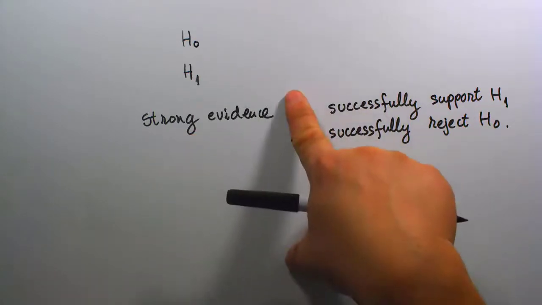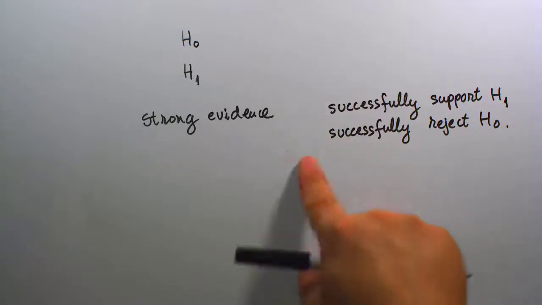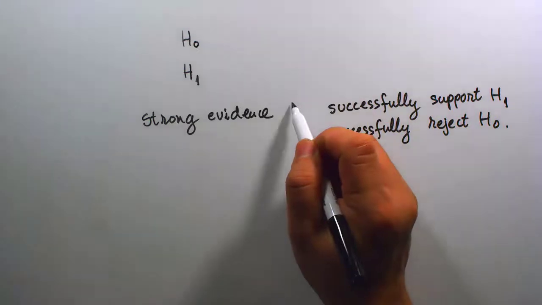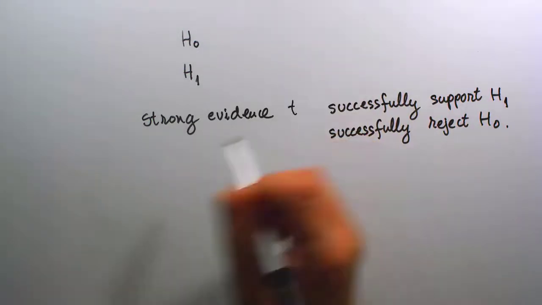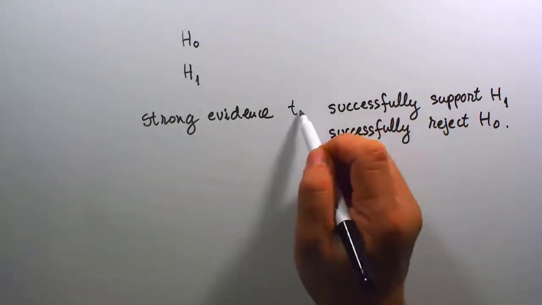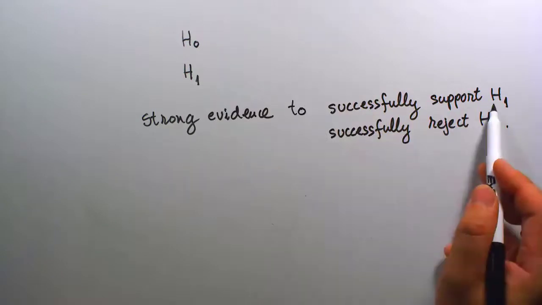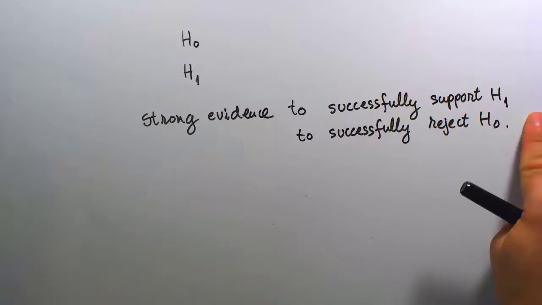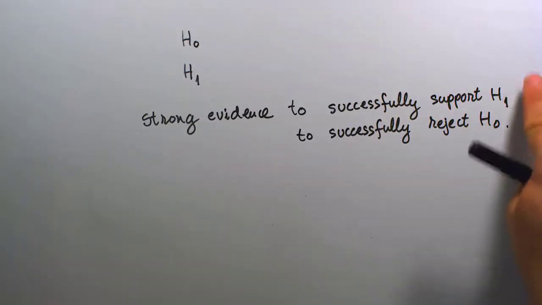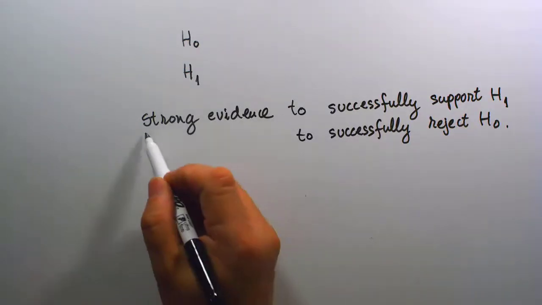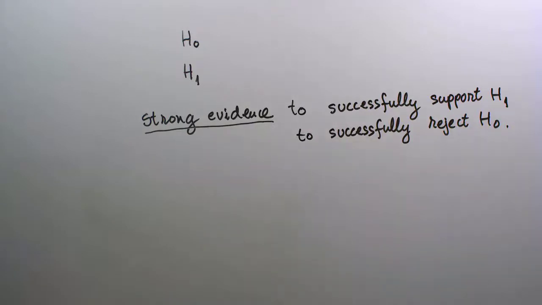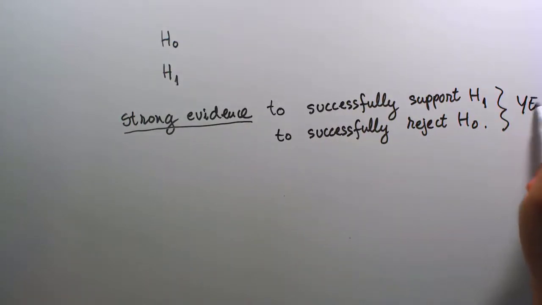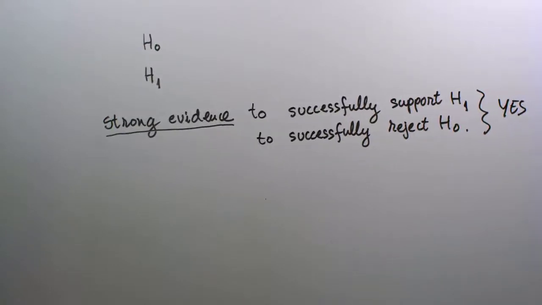I shouldn't use these two double head arrows. It might be a little bit logically complicated for anyone who hasn't done too much of this. But strong evidence to successfully support H1 or to successfully reject H sub 0, these are always two equivalent statements. That's when we have strong evidence, and having strong evidence is where we give the answer yes to the ultimate question.